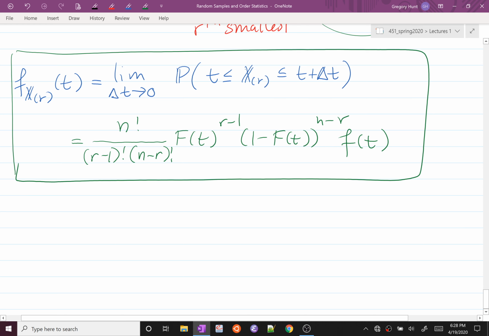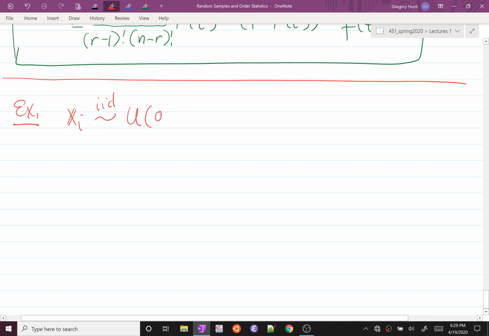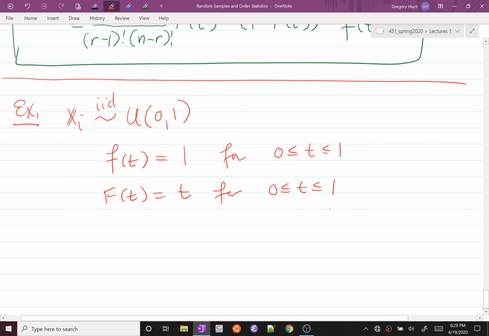So why don't we look at an example of applying this. Example. Let's assume we have a random sample, IID, and our underlying distribution is a uniform 0, 1 distribution. So little f of t, the PDF of each of these, is just 1 as long as t is between 0 and 1. And the CDF of t is just t as long as t is between 0 and 1.